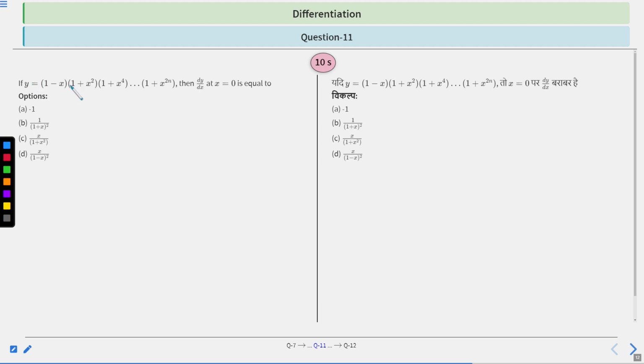Now, you can see (1 minus x square) into (1 plus x square) can be written as 1 minus x to the power 4. Again, (1 minus x to the power 4) into (1 plus x to the power 4) can be written as 1 minus x to the power 8. Like this, you can simplify this. So, you have 10 seconds to solve this question. After 10 seconds, we will discuss the solution.